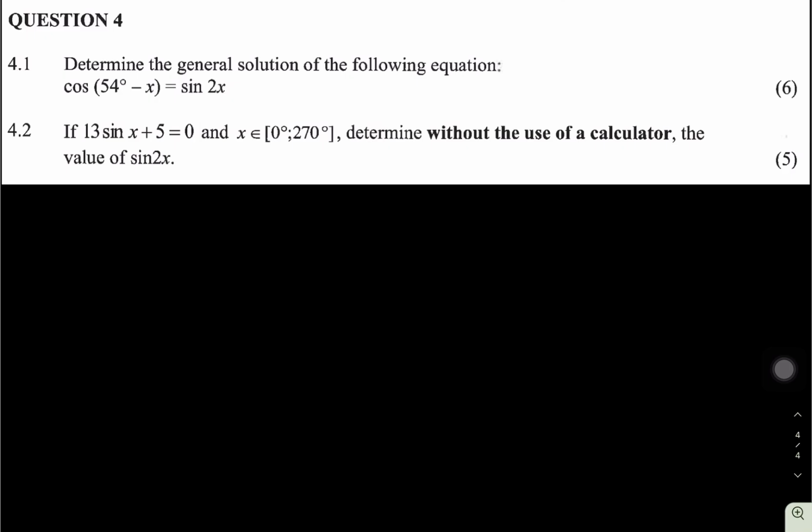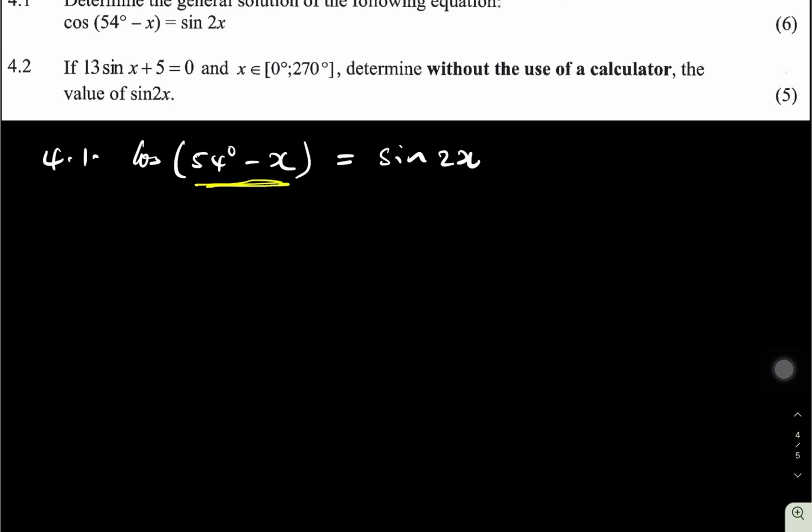Question 4. It's from Gauteng, June exam paper 2023. They are saying determine the general solution of the following equation. I'm going to pen this equation down. That is to say 4.1, we have cos of 54 degrees minus x equals sine of 2x. Now, guys, pay attention. You have the cos of this angle, which is 54 degrees take away x, and on this side you have 2x.